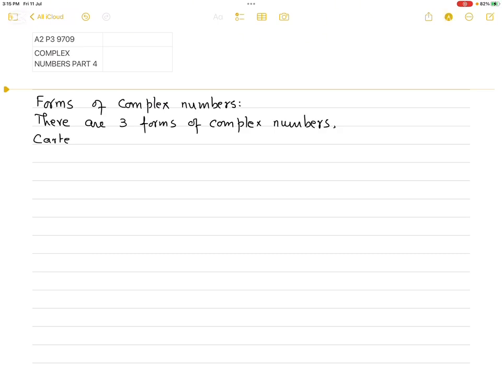Cartesian, polar, and exponential. Cartesian form is also known as rectangular form. We have studied z is equal to x plus iy. This was the Cartesian form of a complex number.